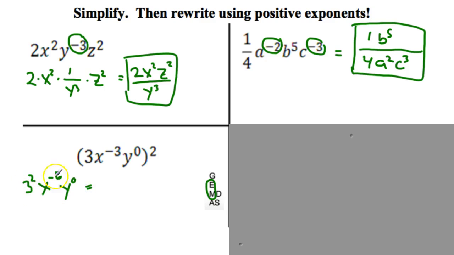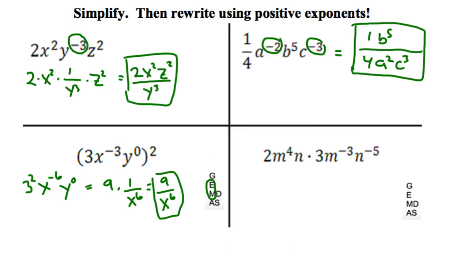If I simplify it, 3 squared, that's 9. Okay, let me do with this, 1 over x to the 6th power, right, because it's negative 6. Y to the 0, that equals 1. So that's really just multiplying by 1. So I don't really even need to write that. I'll just leave it out. And this simplifies to 9 over x to the 6th power. Beautiful math.